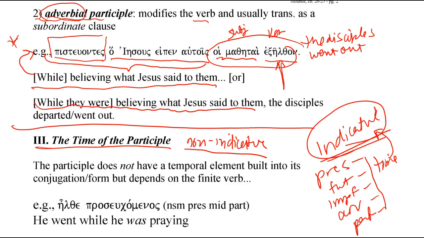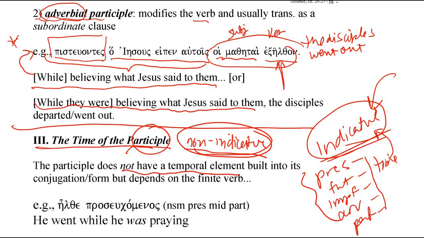And that actually makes it easy to translate because you had a midterm on the indicative mood, and all these forms had a built-in sense of time. But the participle does not. The participle does not have a built-in temporal element. The participle emphasizes the kind of action, but the time of action depends on the finite verb. So I wanted to give a couple examples.